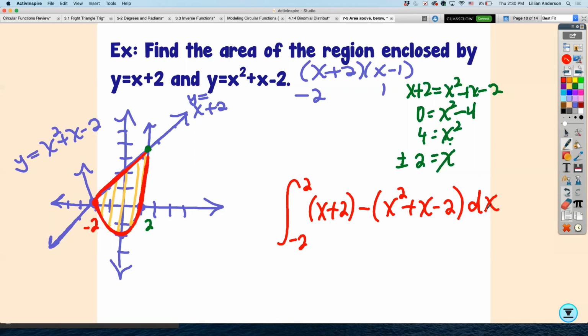No, you don't want to split it up. We combine like terms. So this becomes -x squared minus 4, no, sorry, plus 4. And then I take the antiderivative and apply the fundamental theorem of calculus. Negative 4.